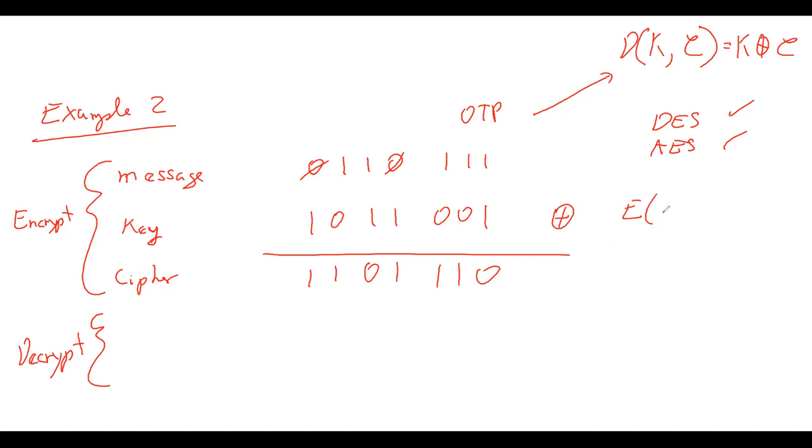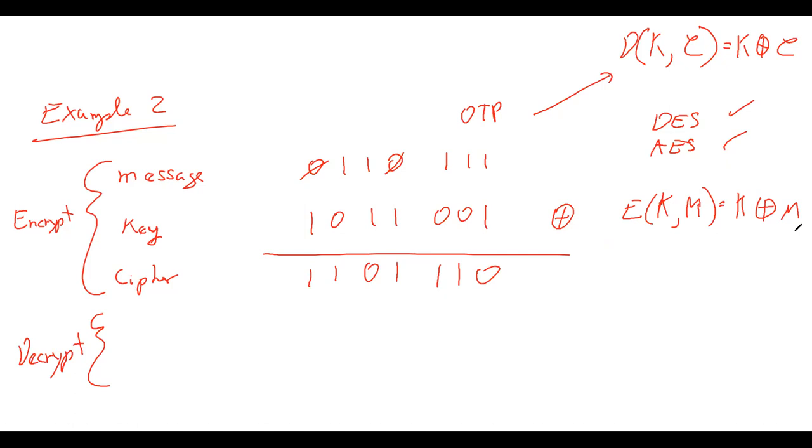The encryption algorithm is K and the message, right? And that's going to be K XOR message. And in its simplest form, that's what we are doing here. Okay, that's what we're doing here.